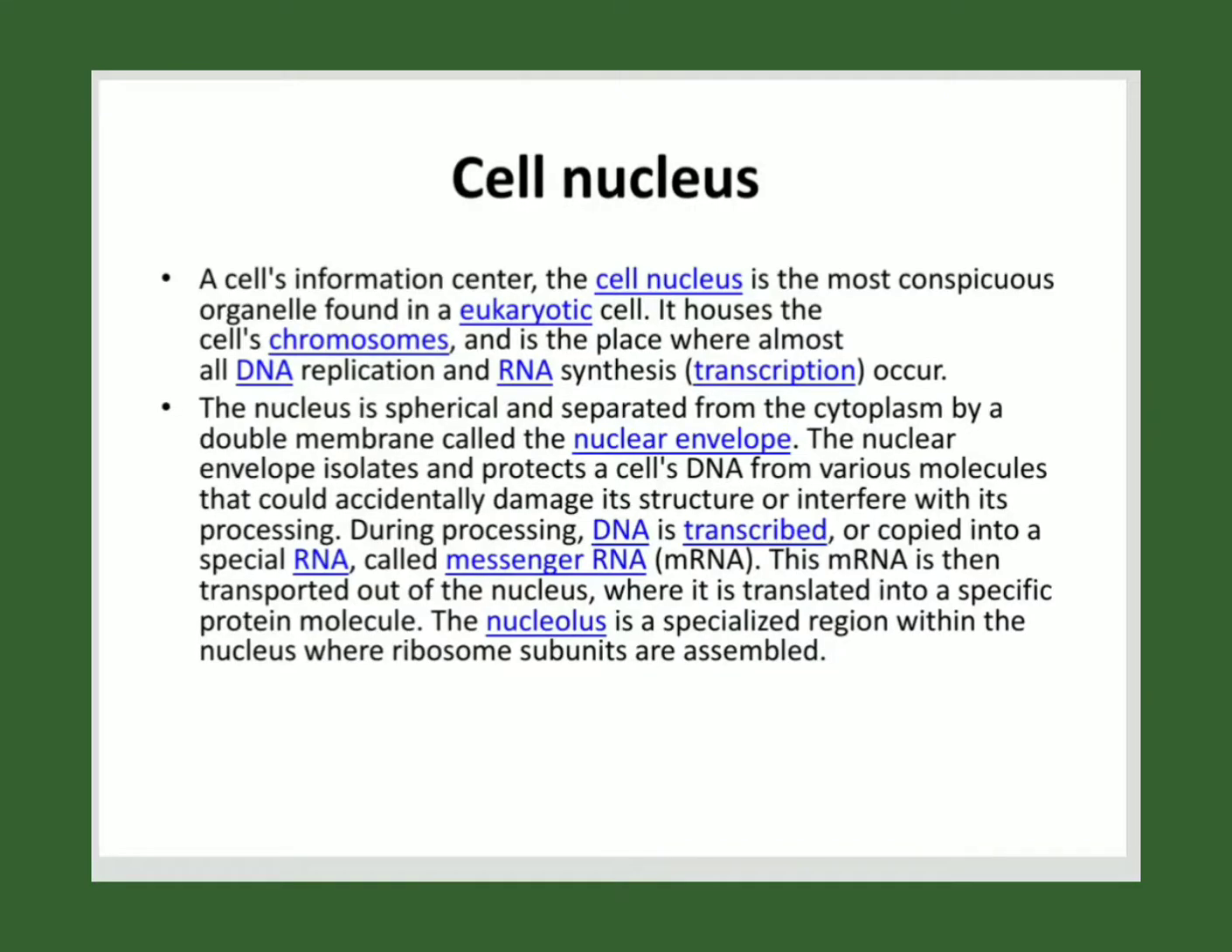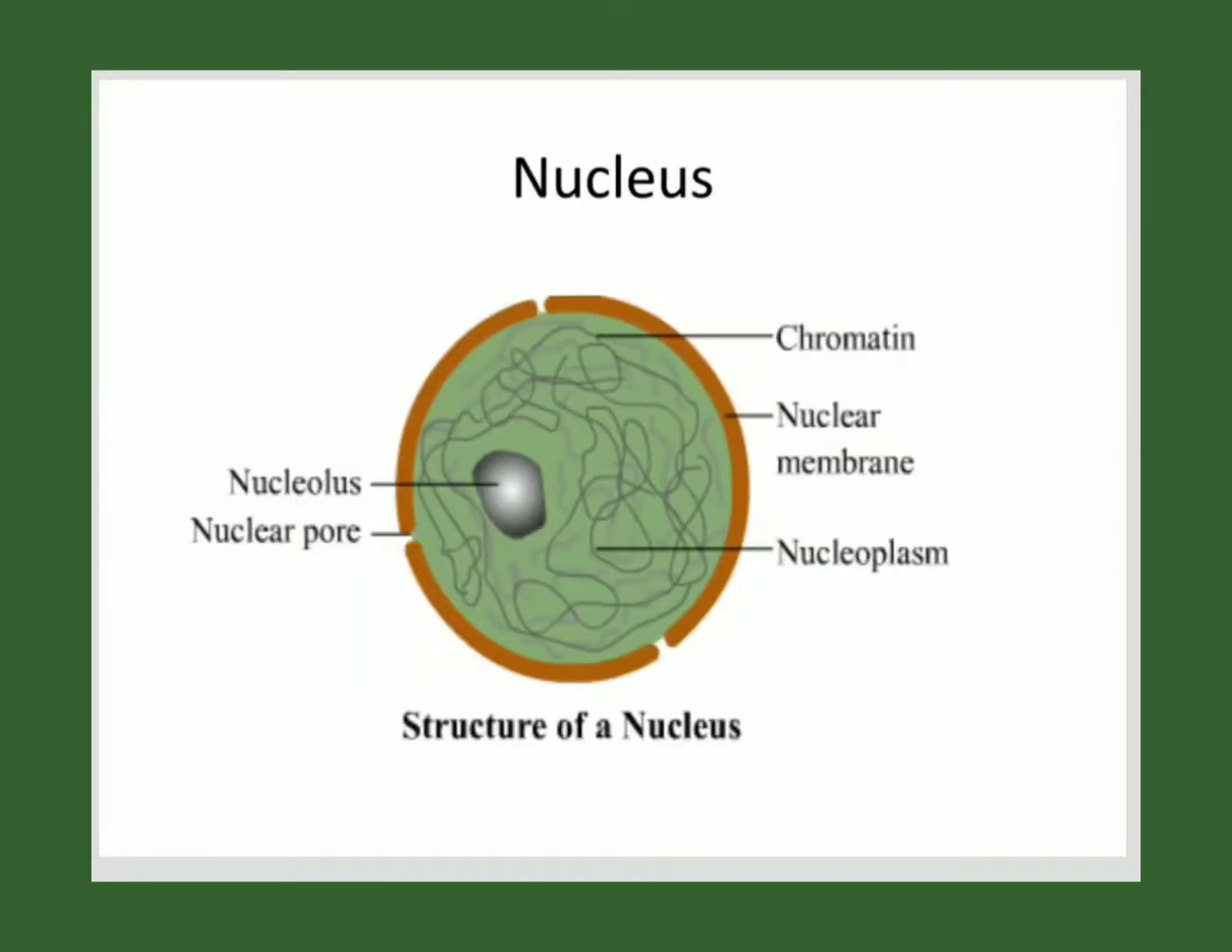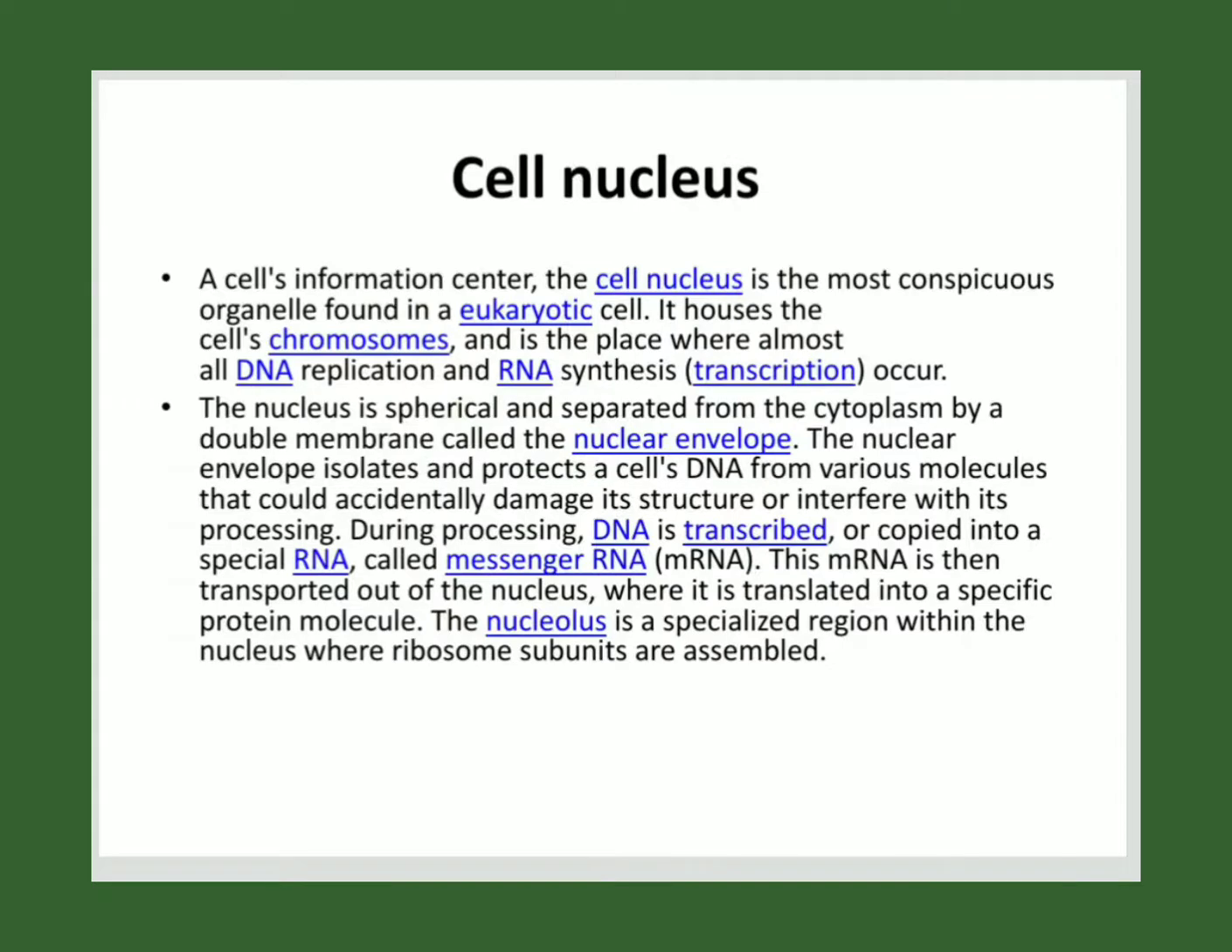During processing, DNA is transcribed or copied. This is the nucleus with the nuclear pores which allow molecules to move outside and inside. Inside is the nucleolus, a spherical body, and chromatin, nothing but the chromosomes, covered with a double membrane, the nuclear membrane, and filled with nucleoplasm. So what is the function of this nucleolus? It is a specialized region within the nucleus where ribosome subunits are assembled. Ribosomes are synthesized as well as assembled in this nucleolus.